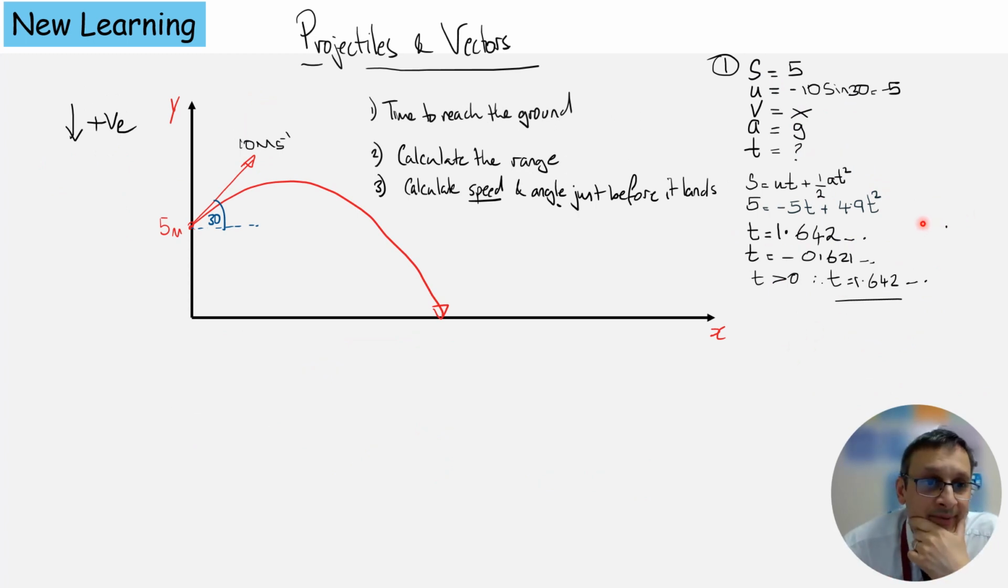Okay, let's have a quick look back for this one. This is where we launched a projectile 5 meters in height in this direction at 10 meters per second at an angle of 30 degrees to the horizontal. We saw that in order to calculate the time to reach the ground, we could use our SUVAT, our constant acceleration formulas, and we also took, just for fun, moving in the downwards direction as being positive.